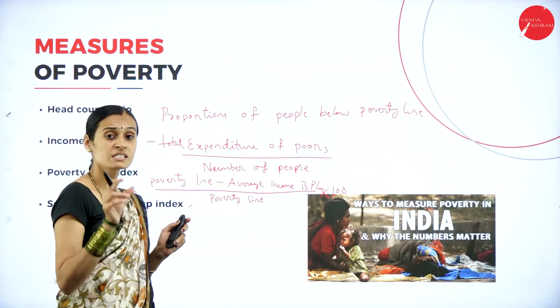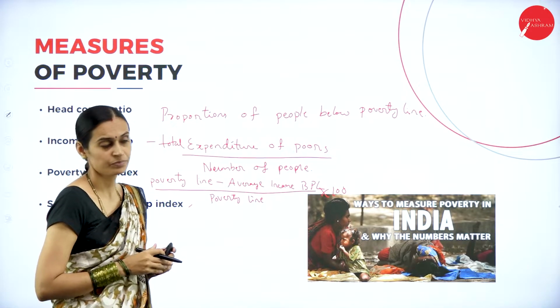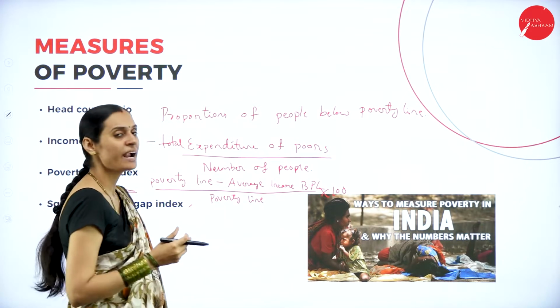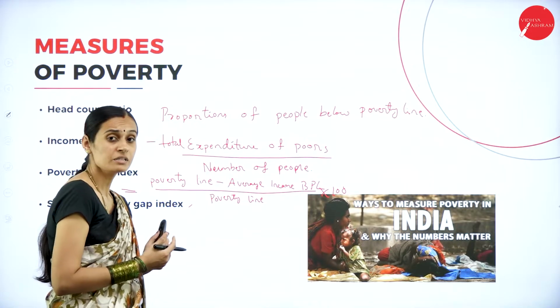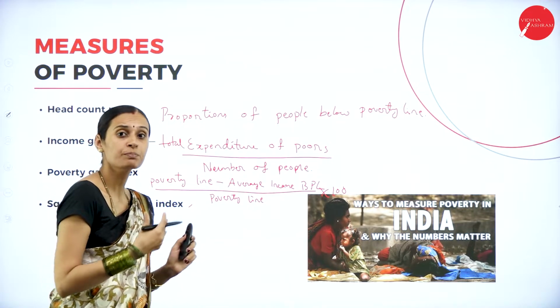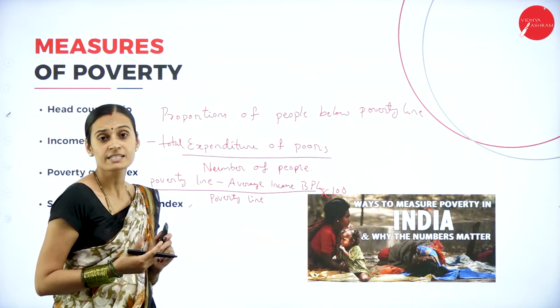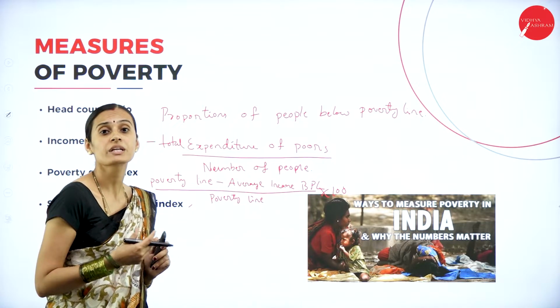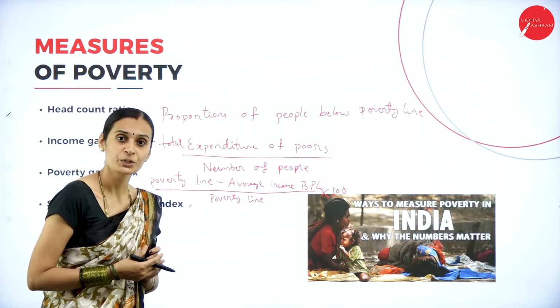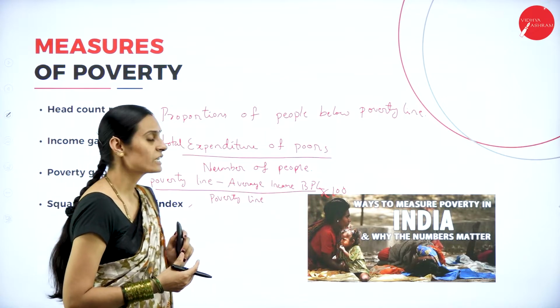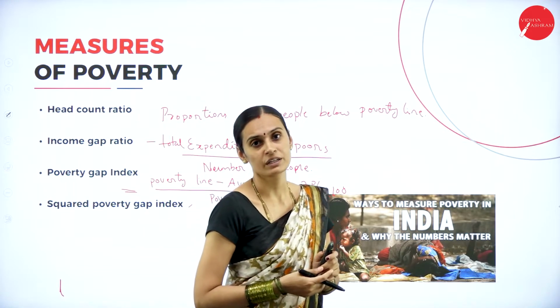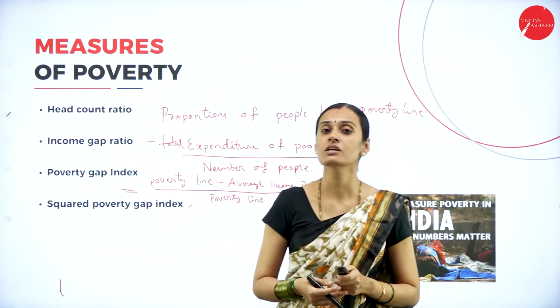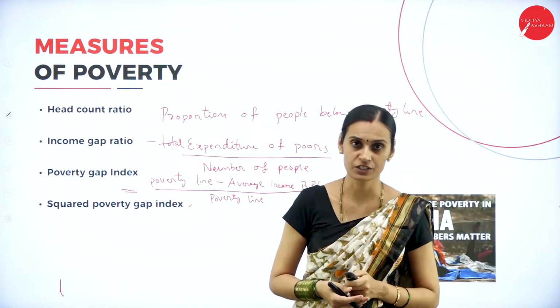It tells about the severity of poverty. And the next one, squared poverty gap. It means squared proportionate poverty gaps, which tells about sensitivity to inequality among poverty groups. So these are all different measures of poverty. This way, you can measure the number of poor in a country.